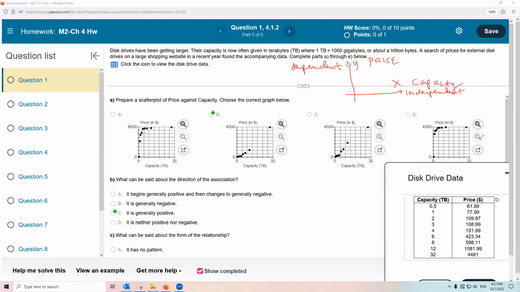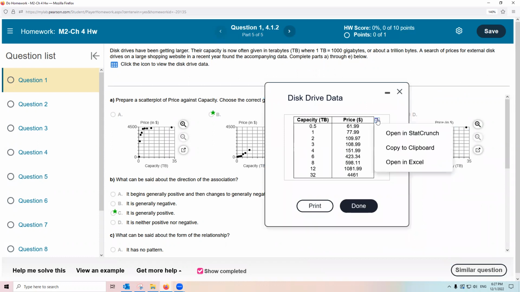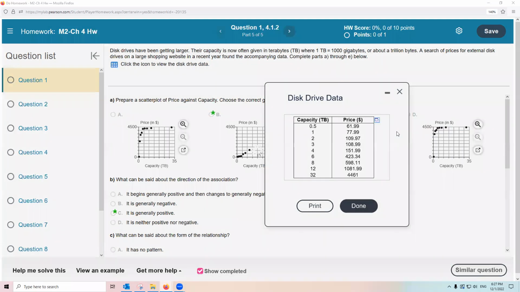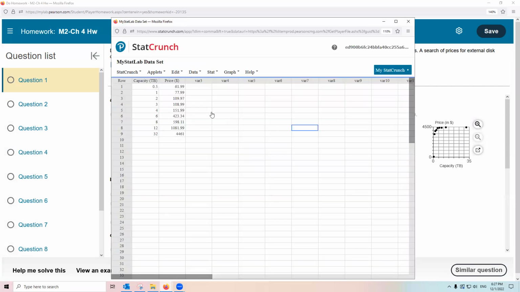All right, well, for this scatter plot, we want to get StatCrunch to do it for us. So what I'm going to do is go to this data set and copy it into StatCrunch. So here's a little copy icon, open in StatCrunch. All right, now we have the X data in the first column and the Y data in the second column. Remember, the dependent quantity is always considered to be the Y variable.